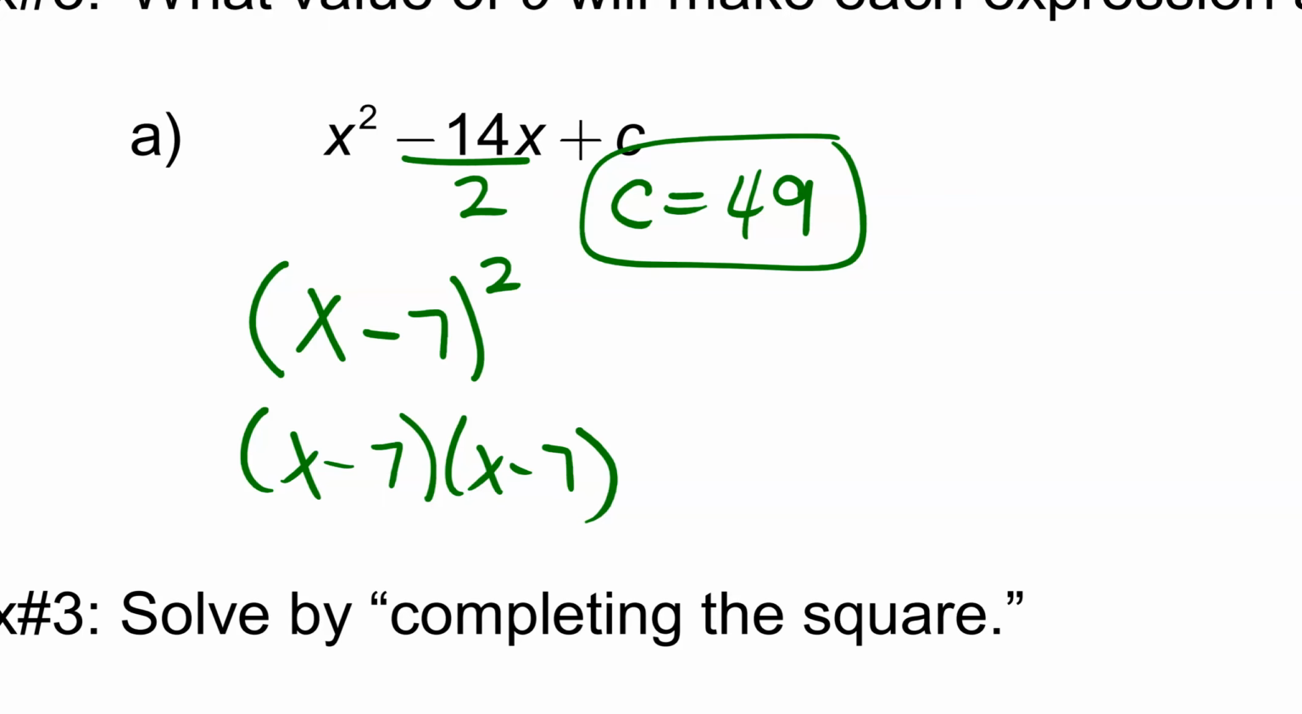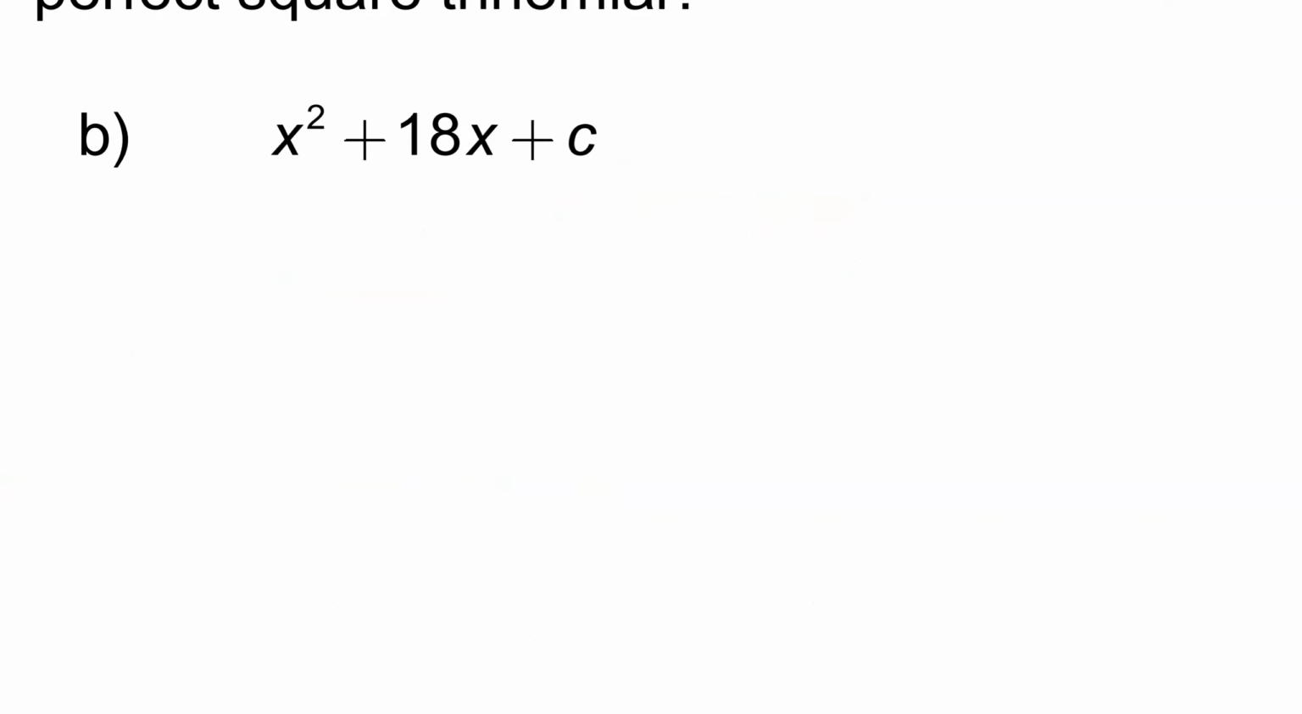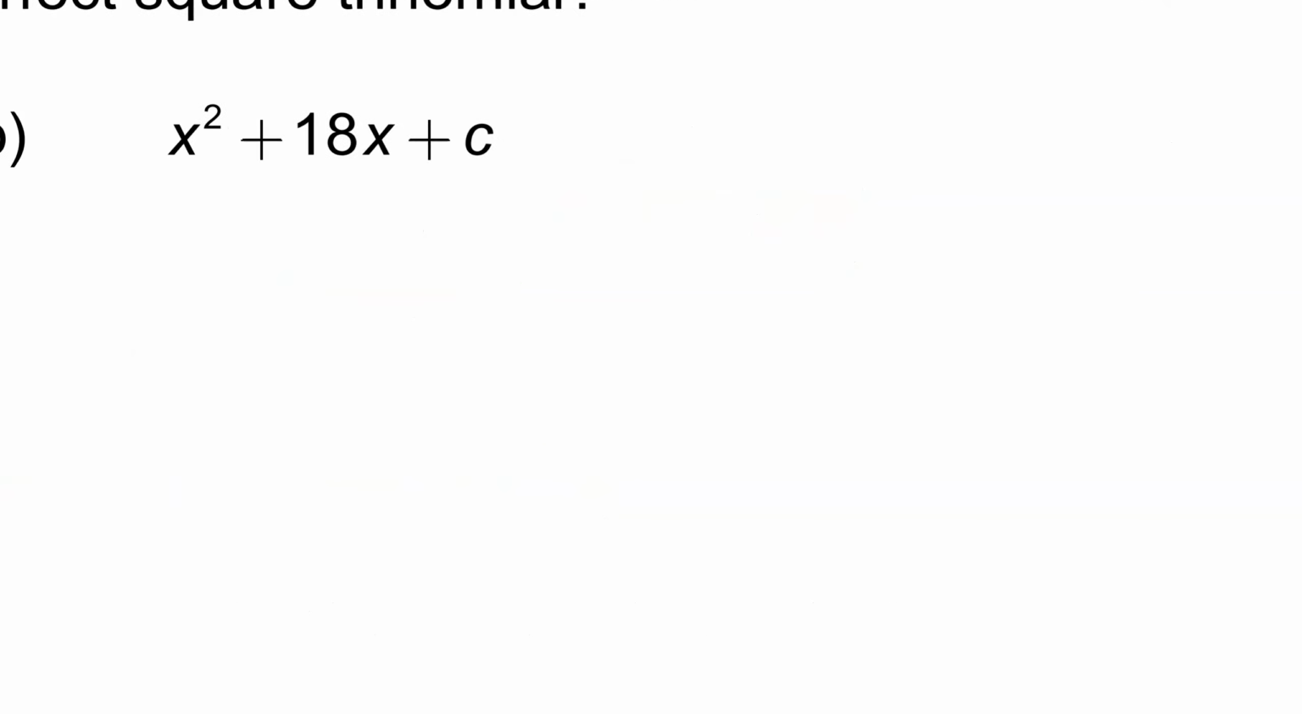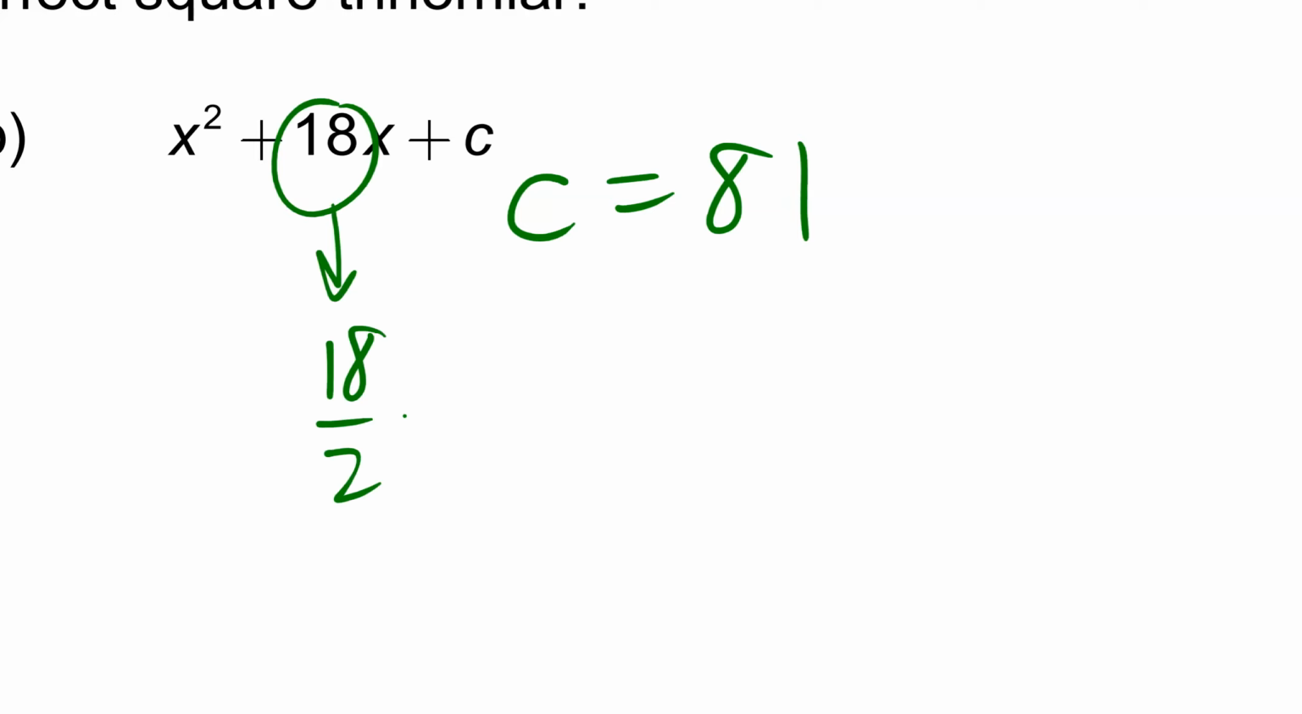No. So example 3 is completing the square. We haven't gotten to the meat of it yet. I'm trying to get there. The first step is, how do we actually find what the C value should be? What should this C value be? 81. How can you tell? You divide it by 2, and then you square it.